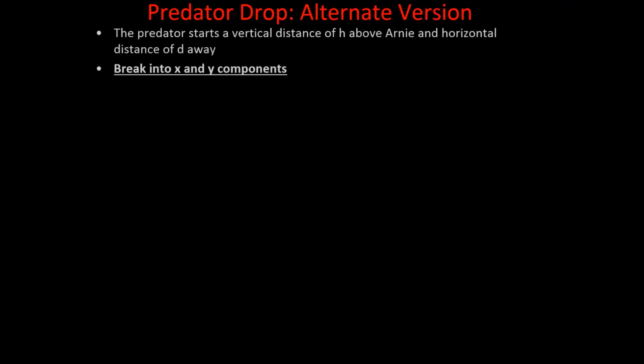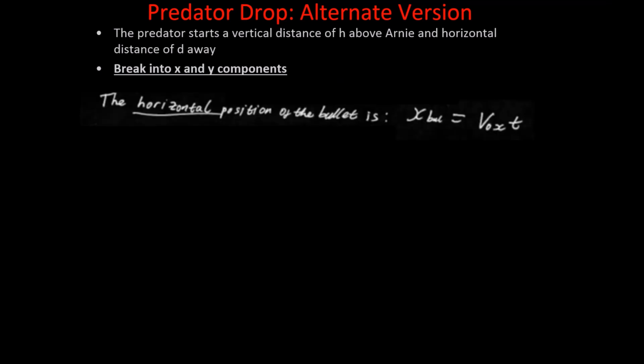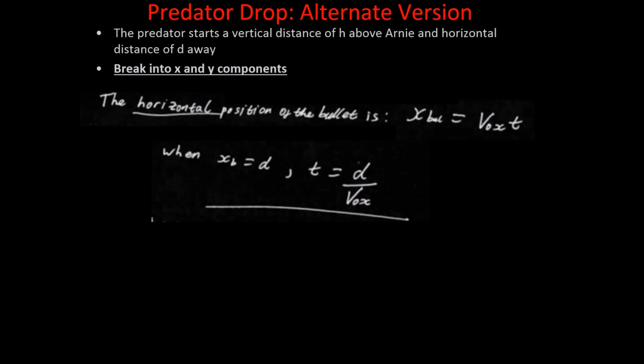There is an alternate version of this particular treatment. It's faster and a little dirtier, but it's still valid. And this takes into account the fact that the predator starts a vertical distance again of h above Arnie and a distance d away, and we can break this immediately into x and y components. The horizontal position of the bullet will be v times t in the x direction. So that means t will be d over v, the distance travelled over the velocity.